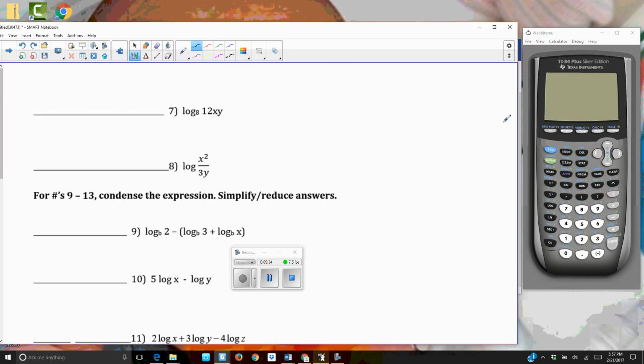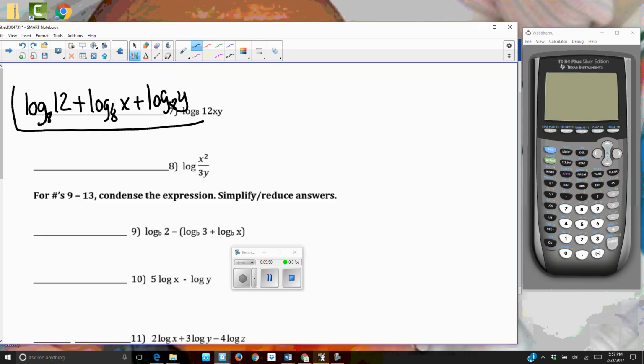Number 7, this time you're multiplying 3 things, 12, x and y. So that means if we're expanding this, we're going to expand it to 3 different logarithms. So multiplication expands to addition. So this is log base 8 12 plus log base 8 x plus log base 8 y. And that's your answer. No exponents, so no additional steps there.